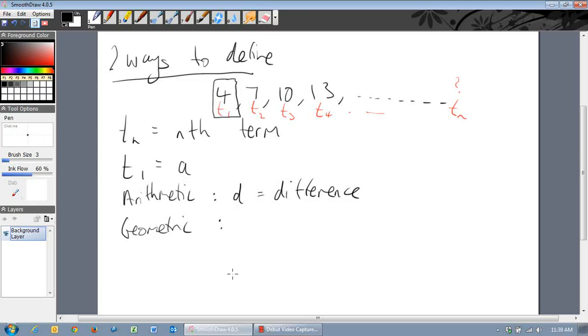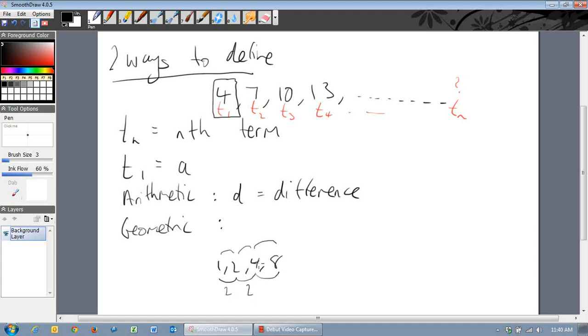In a geometric sequence, what happens? Well, what do we have before? We had 1, 2, 4, 8, etc. We don't have a difference here because the difference here is 1, the difference here is 2, the difference here is 4. The difference doesn't work for a geometric sequence. What we say is the ratio between each of these numbers. What's the ratio between 1 and 2? It's 2. What's the ratio between 2 and 4?